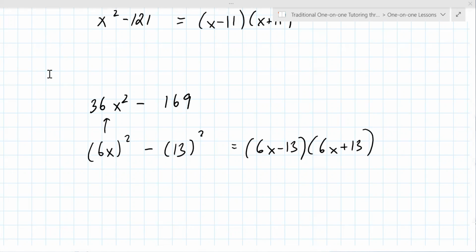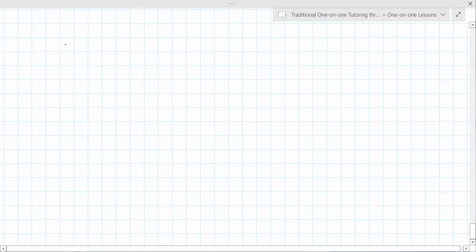Okay, so let me have you try a couple here on your own. Let's go. How about this one? X squared minus 16y squared. Go ahead and try that, please.